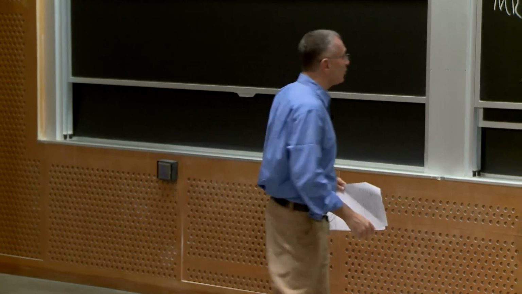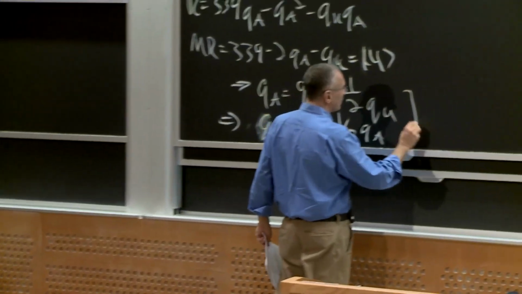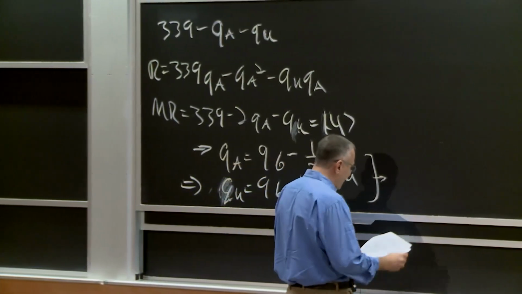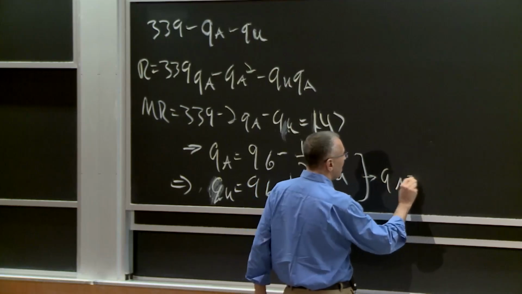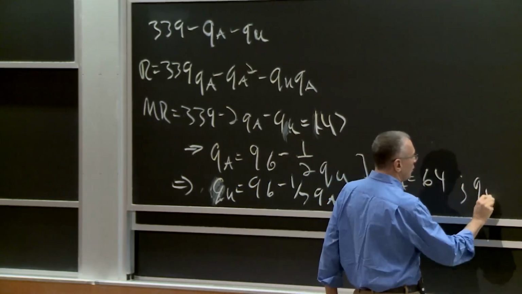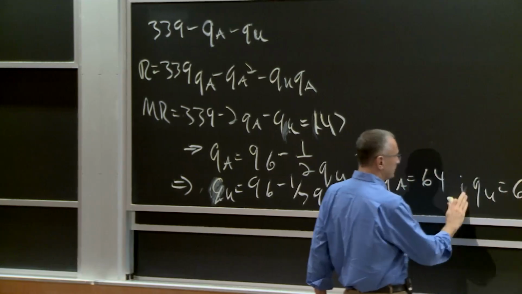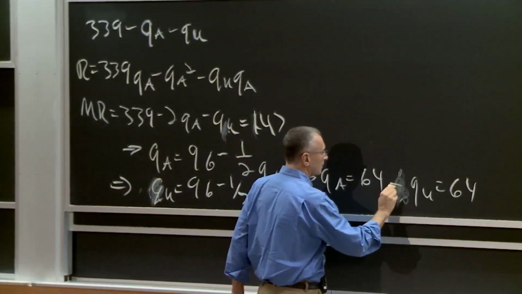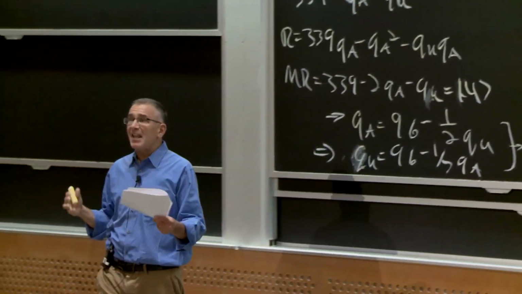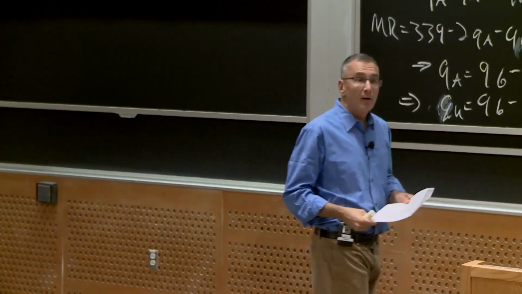Two equations, two unknowns. So I can solve these, and I get that QA equals 64, and by symmetry, QU equals 64. So that is how I just mathematically solved for that intersection.